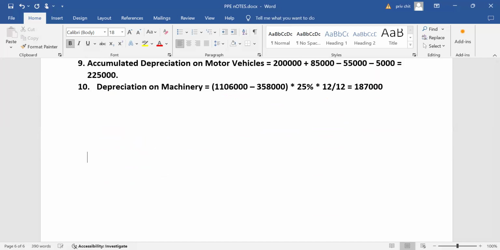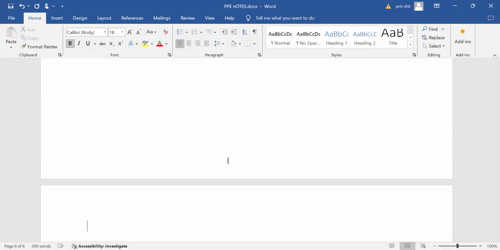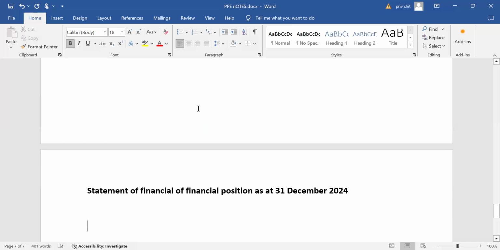If I am to draw here the statement of financial position, which is usually what they would ask you. They would expect you, and most likely they'll ask you, to just disclose the asset section of the statement of financial position as at, maybe say, December 2024. So in the statement of financial position, it has got different sections.